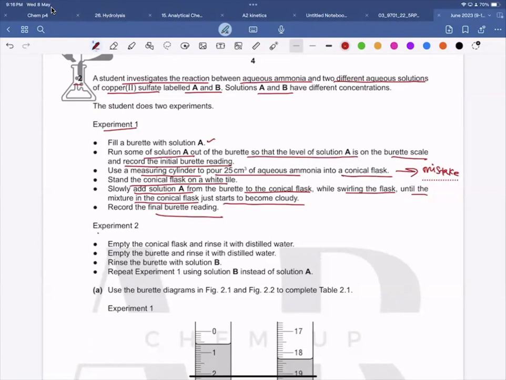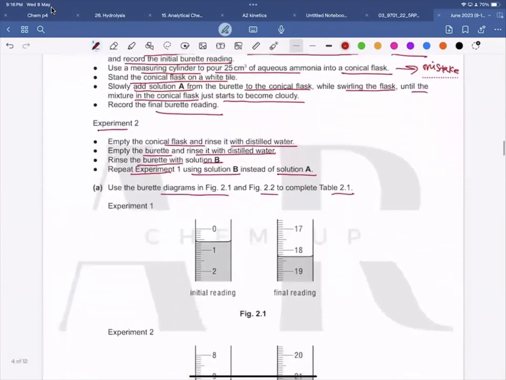Now experiment 2. Empty the conical flask and rinse it with distilled water. Empty the burette and rinse it with distilled water. Rinse the burette with solution B. Repeat experiment 1 using solution B instead of solution A. Use the burette diagrams, figure 2.1 and 2.2, to complete table 2.1.